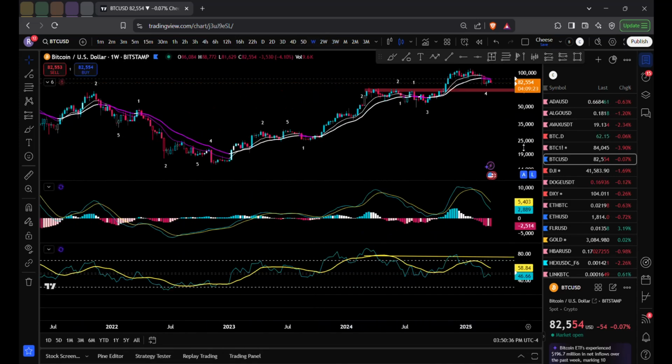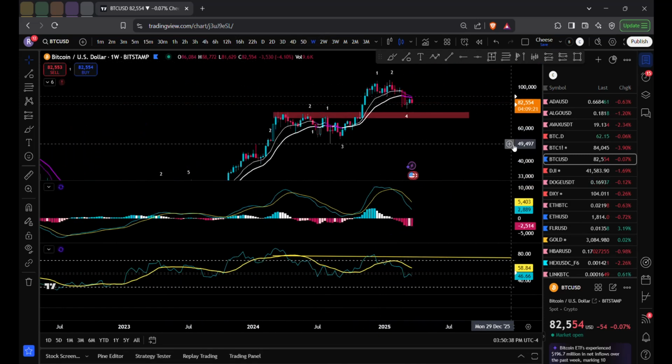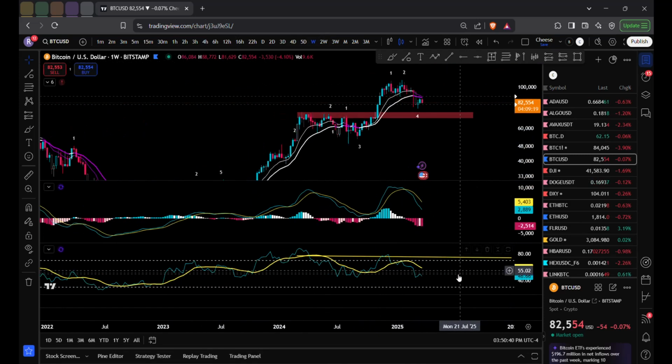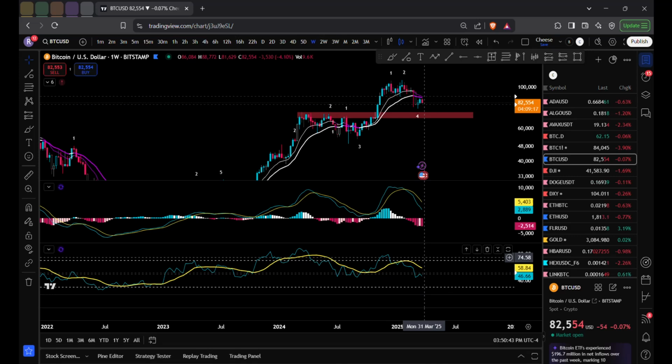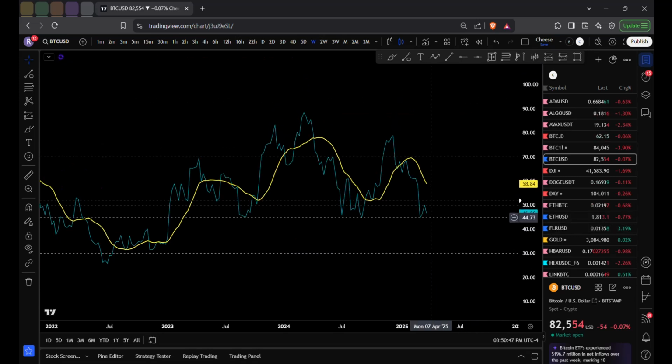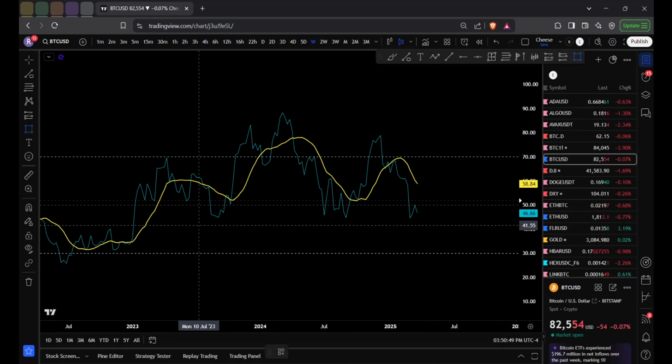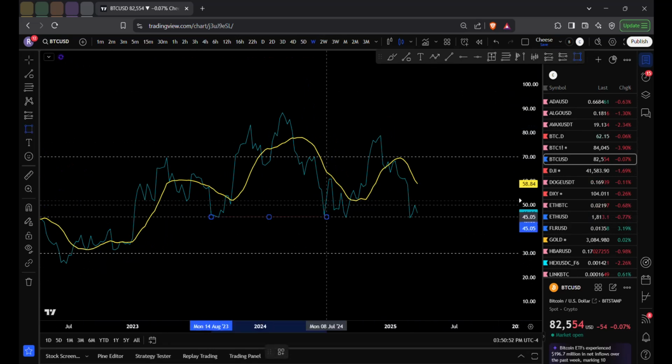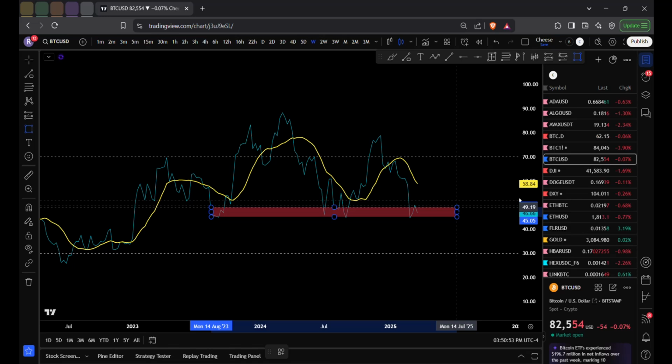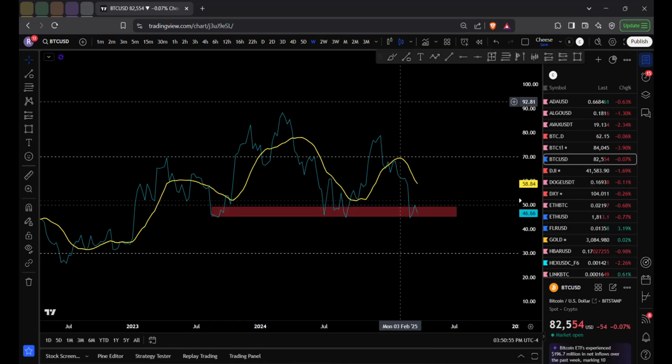Okay, now here's when I start seeing something a little bit more bearish playing out. This is another confirmation pattern. I was mentioning on the weekly time frame this level here of 45 to potentially 49 being support.